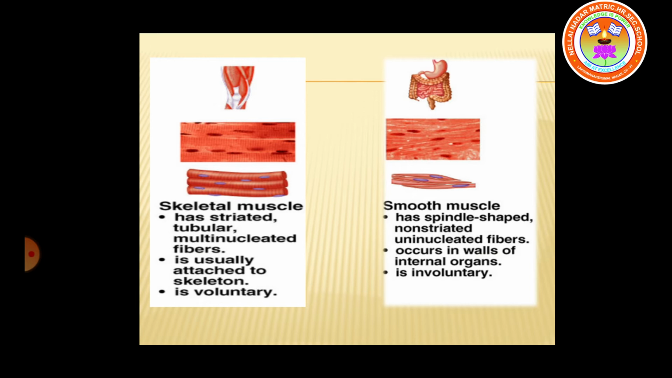But on the other hand, the involuntary muscles, that is the smooth muscles, are found only in the internal organs like stomach, urinary bladder, etc. They are not under your control. That is why they are called involuntary muscles.